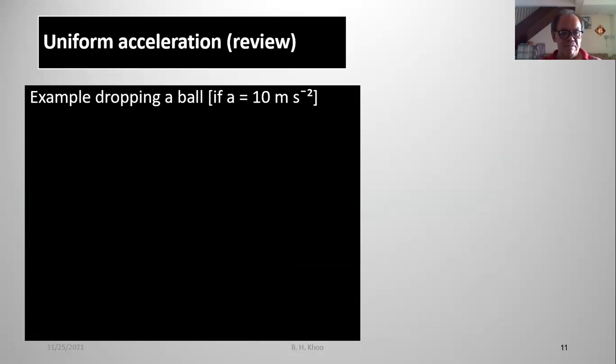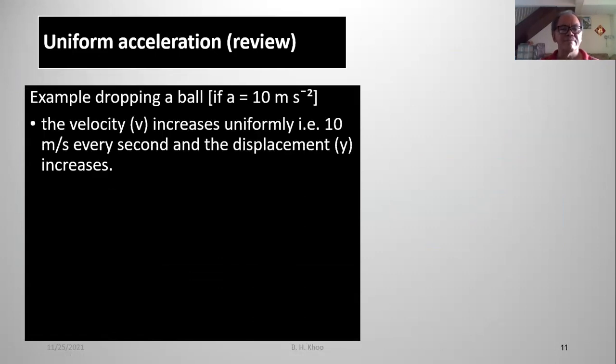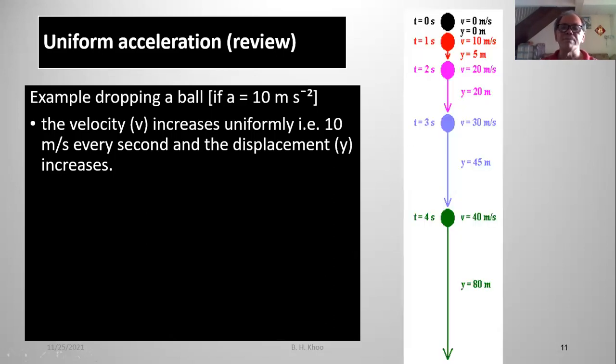Right? Dropping a ball, there's your vertical uniform acceleration. Velocity increases uniformly. There is 10 meters per second every second. The displacement in this case also increases, but not uniformly. As we can see, you drop the ball, 0 second. Every 1 second, the velocity increases by 10 meters per second. From 10, 1 second later, 20. 1 second later, 30. 1 second later, 40.